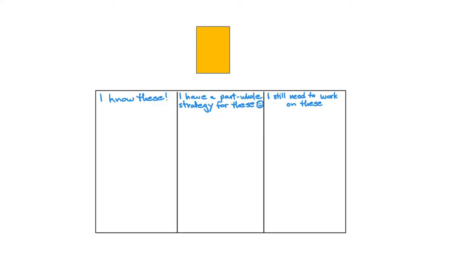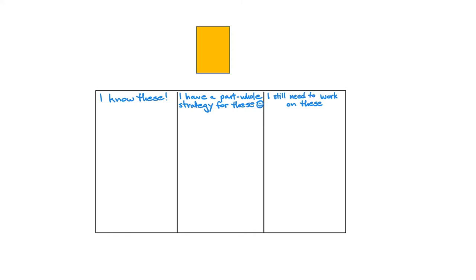And the way this works is that you're going to take a piece of paper and you can fold it into thirds, and in the three columns, you're going to head them, "I know these," and "I have a part-whole strategy for these," maybe with a little smiley face, and "I still need to work on these." And then you're going to take slips of paper or maybe some cards that have the facts on them for Goal 1 multiplication, and you're going to shuffle them and stack them up.